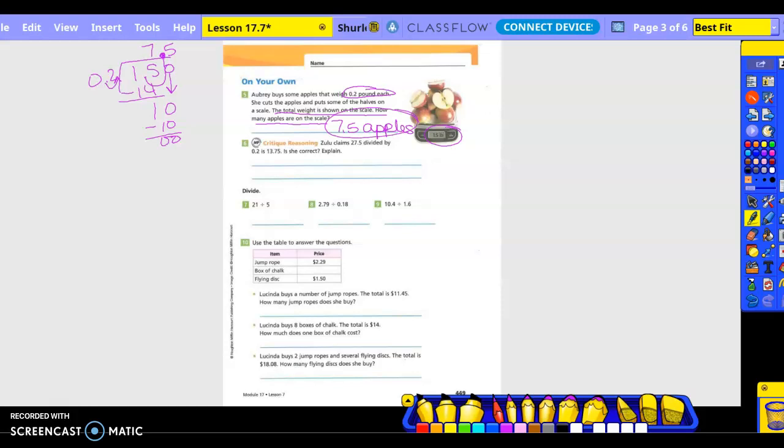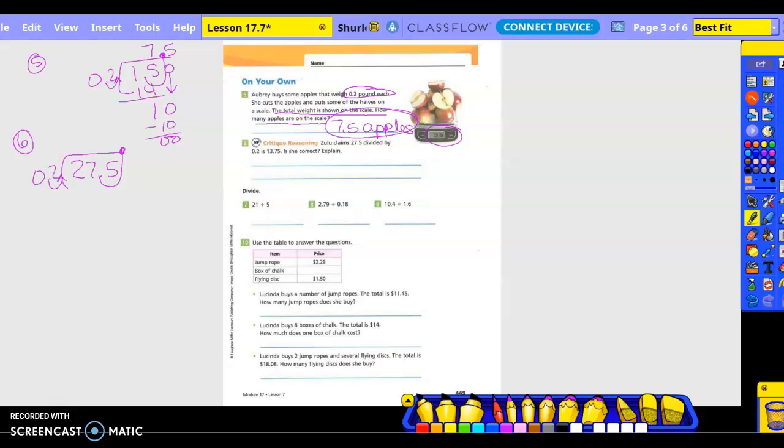Okay. Zulu claims 27 and 5/10 divided by 2/10 is 13 and 75 hundredths. Is she correct? So this is number 5. Number 6, 27 and 5/10 divided by 2/10. What do I need to do first? Move the decimal over to get a whole number and then bring it straight up. What I do to the divisor, I do to the dividend.